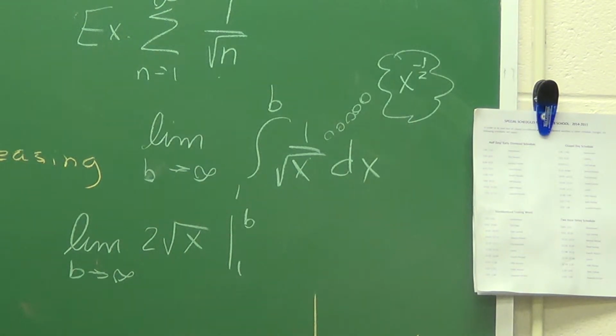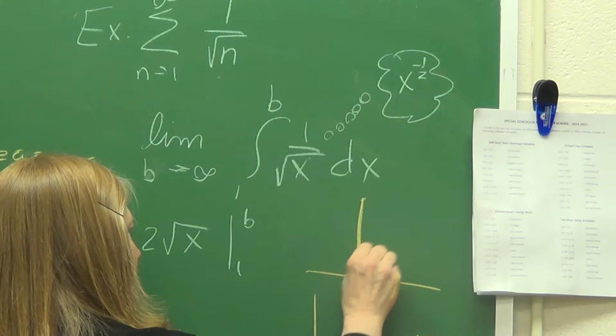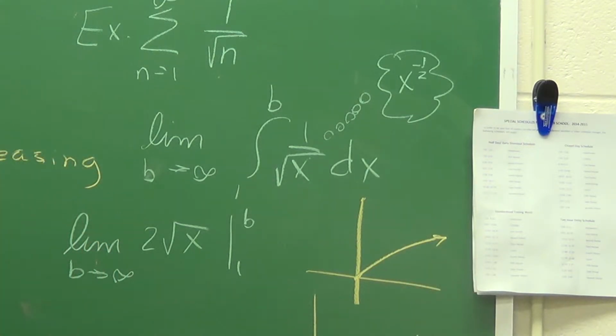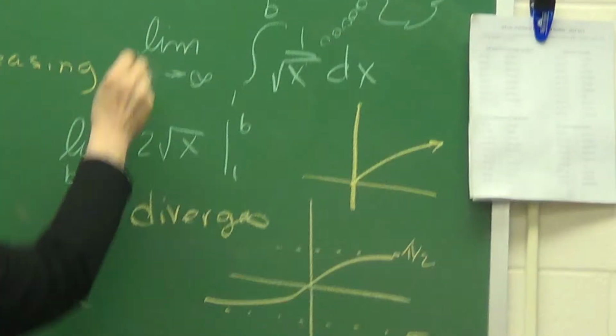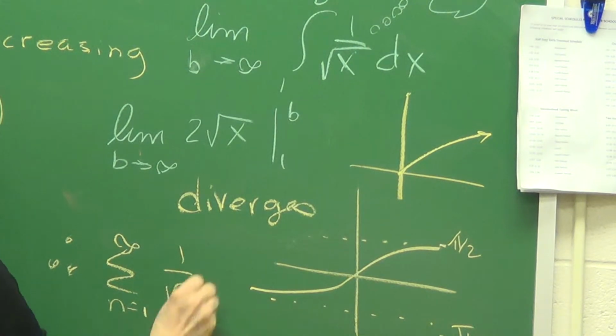We have a collection of graphs over here. The square root function starts abruptly at the origin and just keeps on rising. So, what happens to this when we put in infinity? It goes to infinity. And therefore it diverges, and therefore the series n equals 1 to infinity of 1 over the square root of n also diverges.